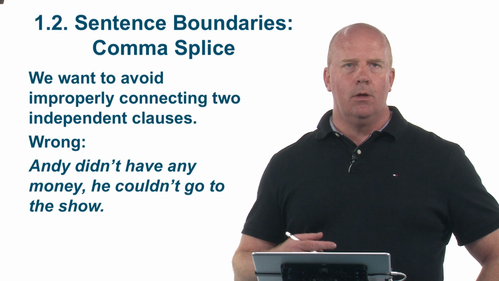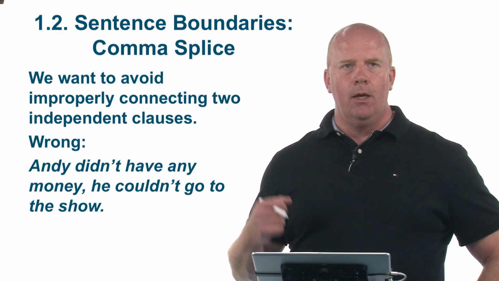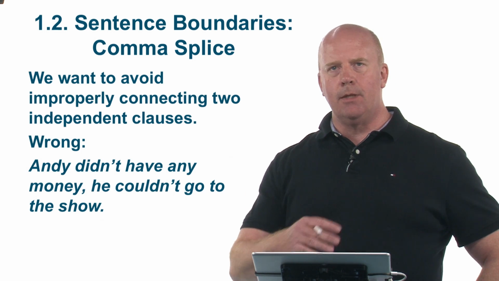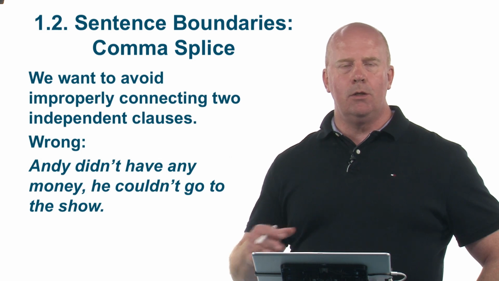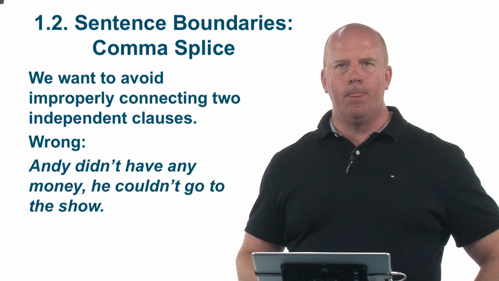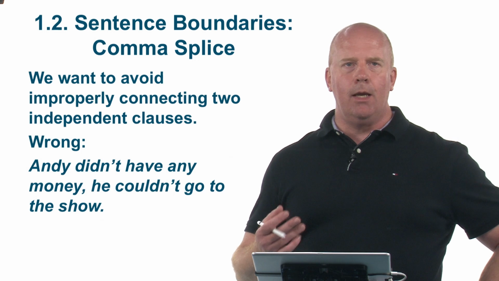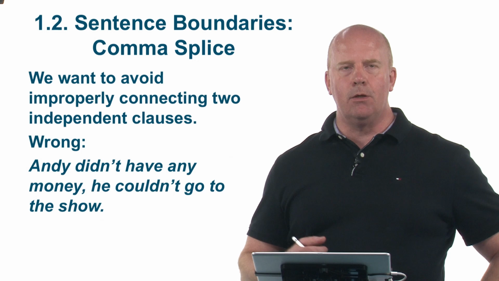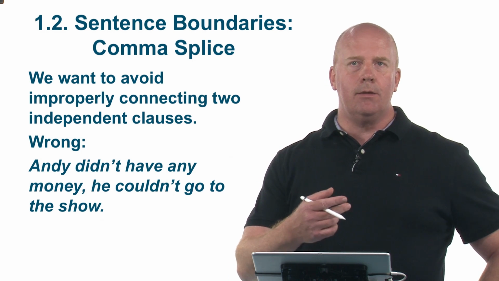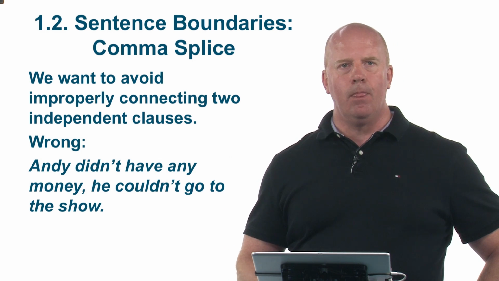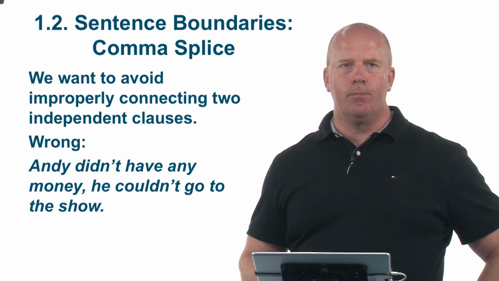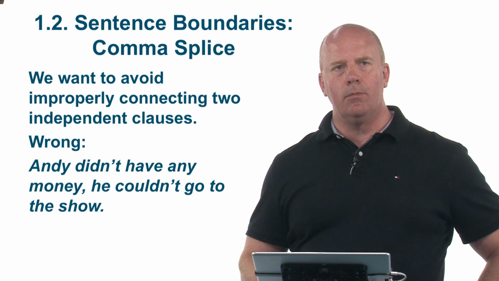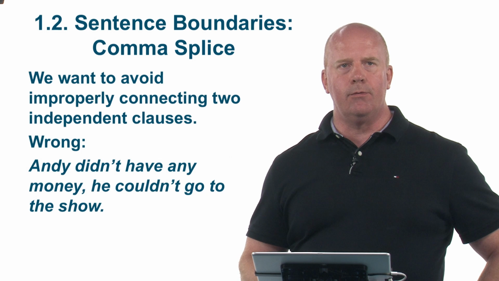So in this case, we've got two independent clauses. Andy didn't have any money. That could stand apart. He couldn't go to the show. That stands apart. We want to connect those. We can't connect them with a comma. When we do that, it's called a comma splice. That's incorrect. How can we connect them? We can do one of three things. We could put in a semicolon, we could put in a conjunction, or we could start a new sentence.